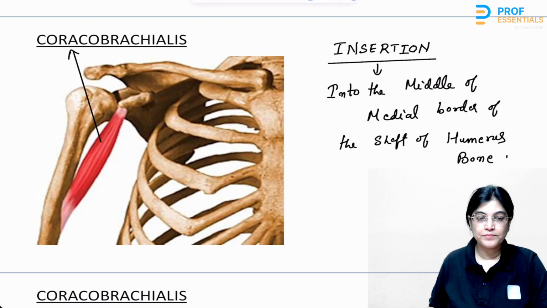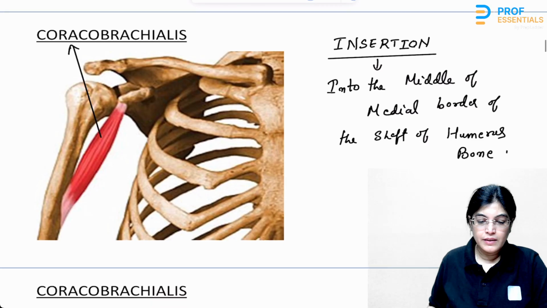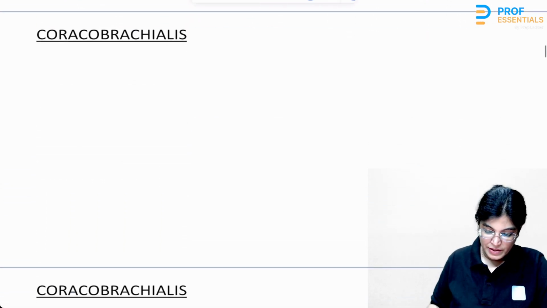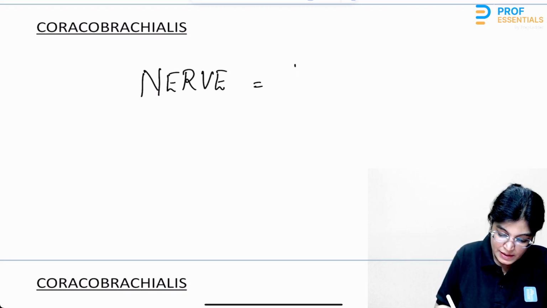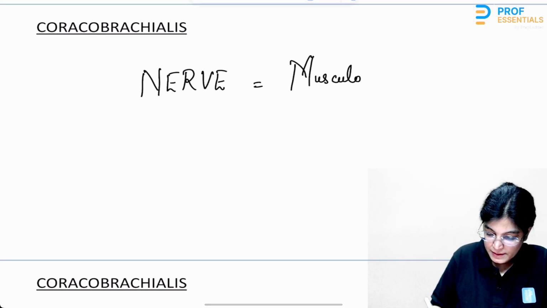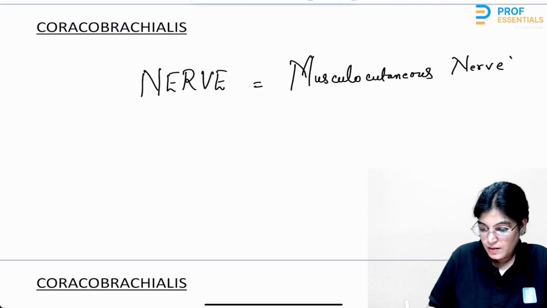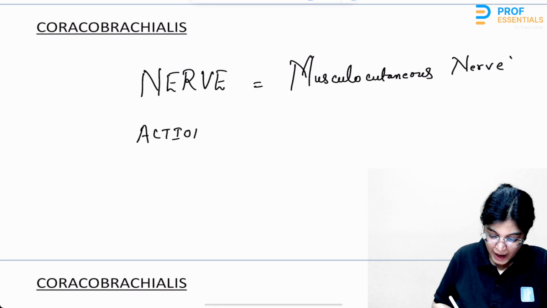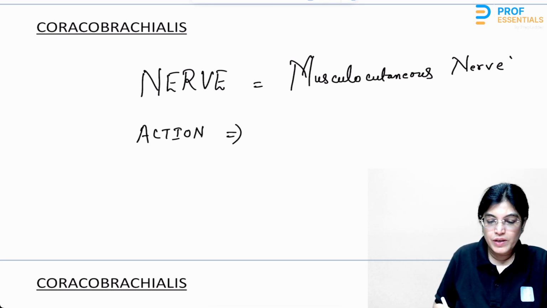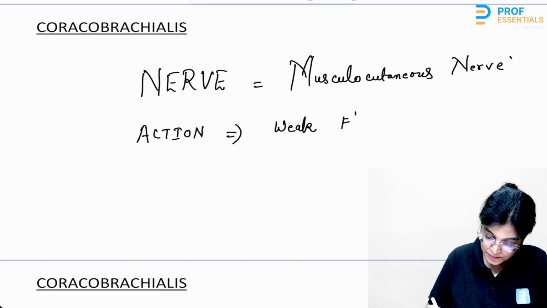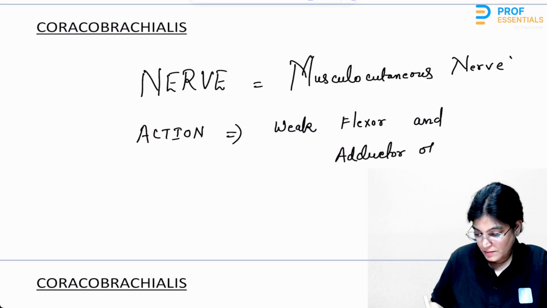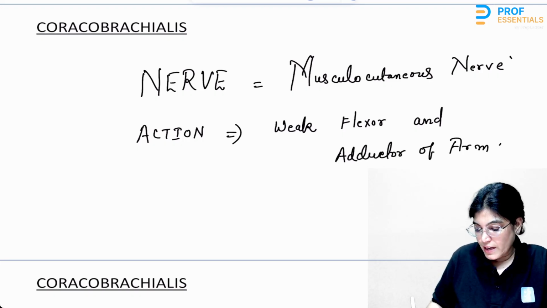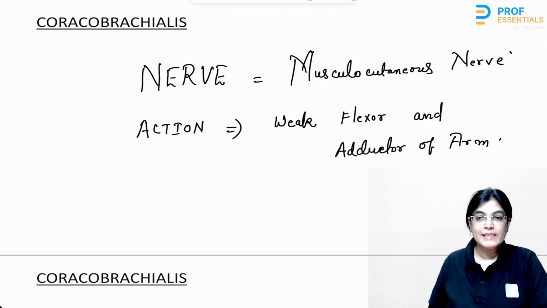Okay, done. Now what about the innervation? So if I talk about innervation and action, so let's know about the nerve supply. So nerve supply will be again the similar nerve, that is musculocutaneous nerve. And if I talk about action, so it is weak flexor and adductor of arm. So many times, multiple times, these have been asked in the examination also. Okay, this is very important for you to understand.